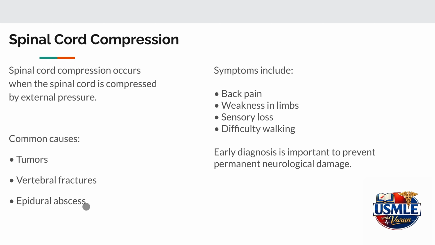Spinal cord compression occurs when external pressure damages the spinal cord. The common causes include tumors, vertebral fractures, and epidural abscess. Other symptoms might include back pain, weakness in the limbs, sensory loss, and difficulty walking. Early diagnosis and treatment are essential to prevent permanent neurological damage.